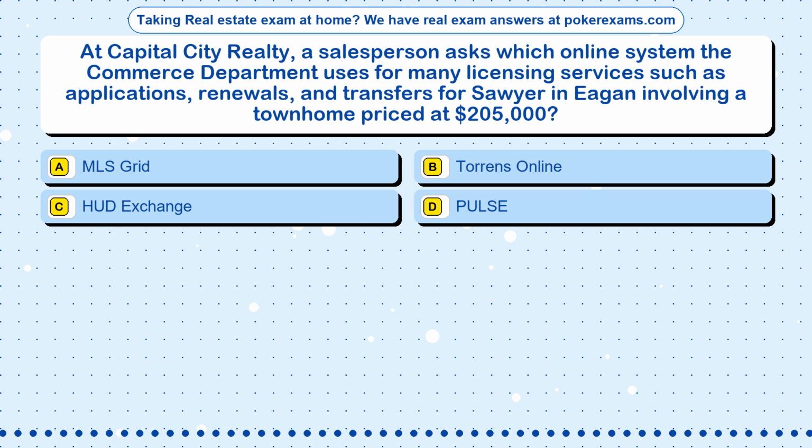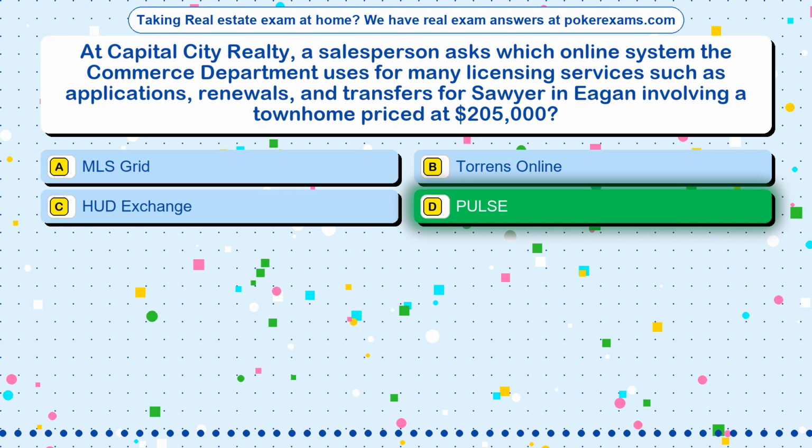Question 16. At Capital City Realty, a salesperson asks which online system the Commerce Department uses for many licensing services such as applications, renewals, and transfers for Sawyer and Egan involving a townhome priced at $205,000. Option A, MLS Grid. Option B, Torrens Online. Option C, HUD Exchange. Option D, Pulse.